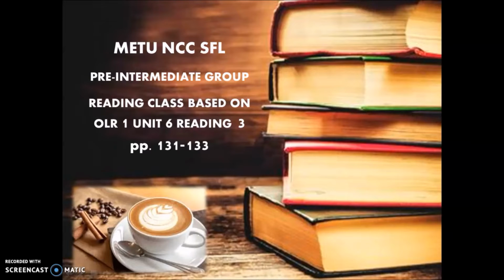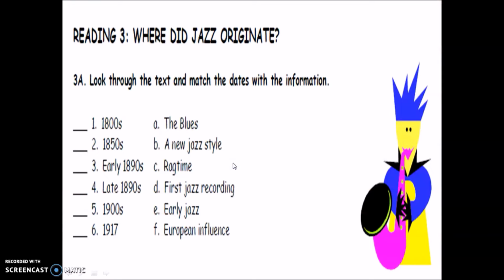As you remember, we covered some vocabulary items related to the reading text, number 3 of unit number 6. And for this video, I wanted to focus on the reading text, the paragraphs, and of course the questions related to that text. Okay, please turn to pages 131 till 133 to the text called Where Did Jazz Originate?